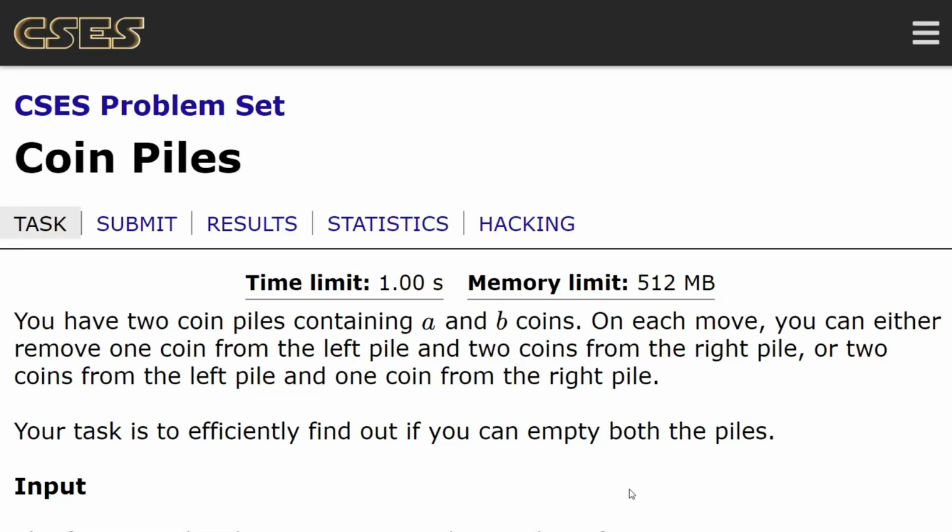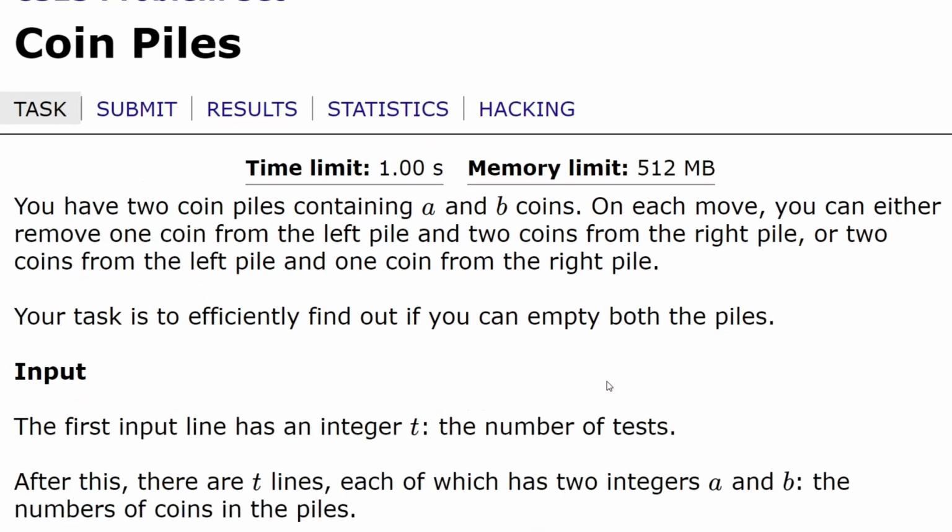Coin piles problem from the CSES problem set. So the instruction goes as follows. You have two coin piles containing A and B coins. On each move, you can either remove one coin from the left pile and two coins from the right pile, or two coins from the left pile and one coin from the right pile. Your task is to efficiently find out if you can empty both the piles.